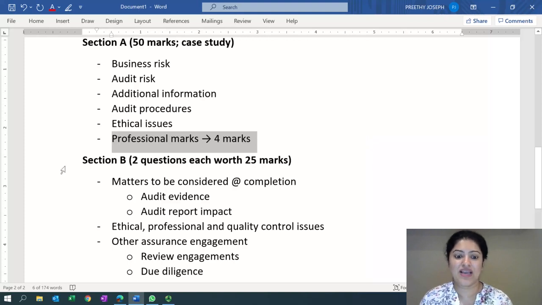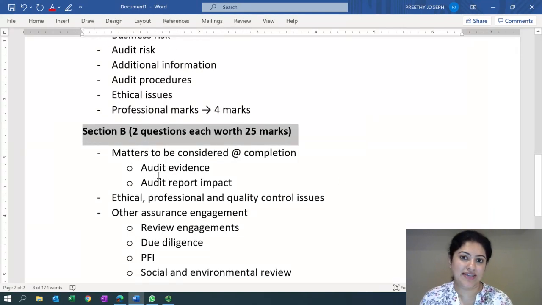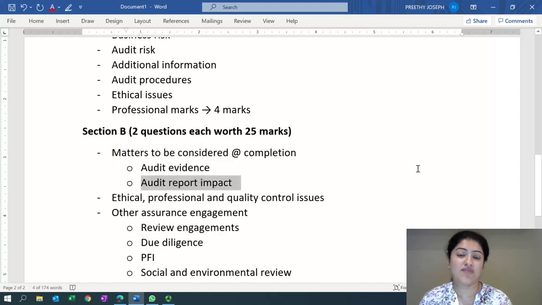Moving on then to section B of your paper, there are 3 possible questions that can come for you. Number 1, what are the matters to be considered at the completion stage of external auditing? As part of that, they may ask you audit evidences, or they may ask you even audit report impact, or both of them together as well.